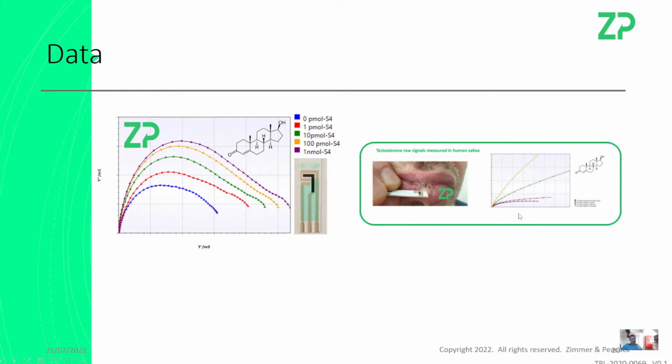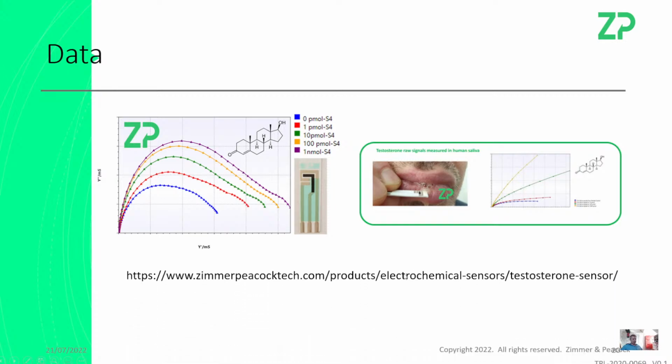The next set of data that I've put out there is where we tested saliva of a female that we then spiked with testosterone. We wanted to prove if we could test testosterone in saliva, and we were happy that we were able to get a result proportional to concentration. So it works in buffer, and it works in saliva as well, because we were interested in doing that. This is the link to the website where I got the data from.